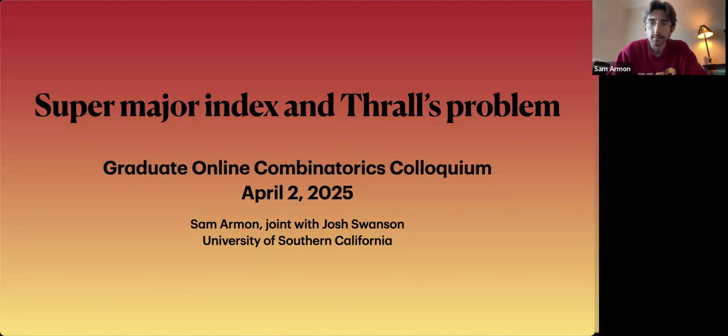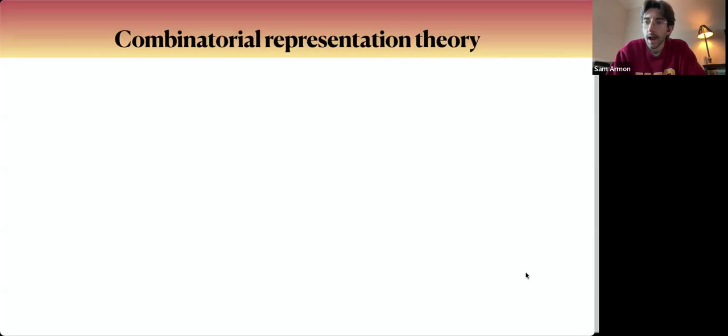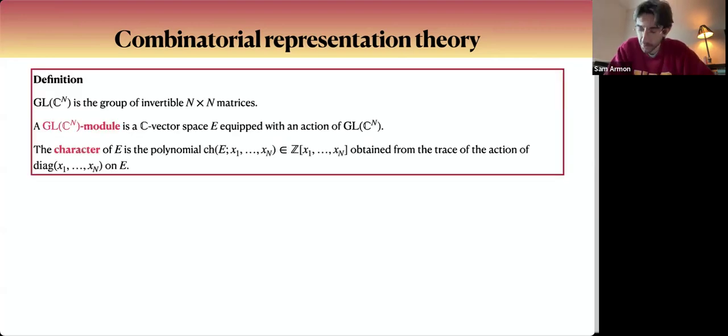Okay, so just to start, I said this is a problem in representation theory. Let's talk about how we do representation theory as combinatorialists. To start, the group we'll be working with pretty much the entire time is the general linear group, GLN. So we can think of this, perhaps after fixing a basis, as the group of invertible n by n matrices.